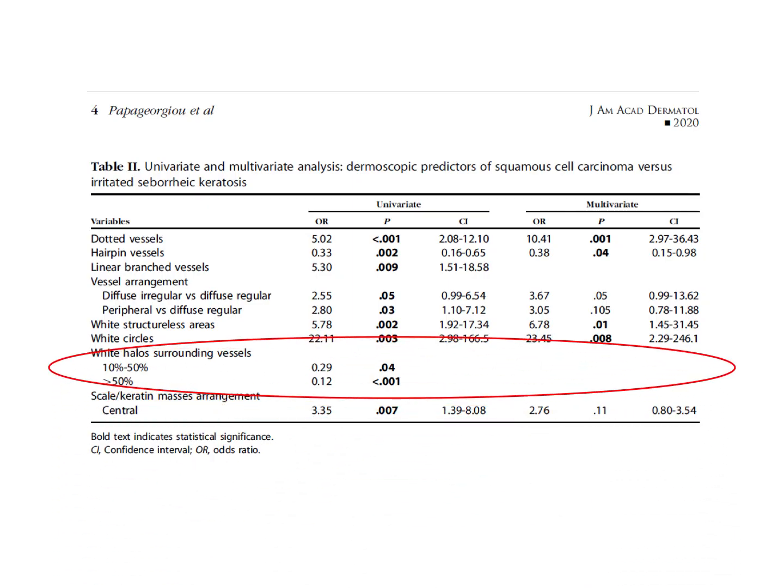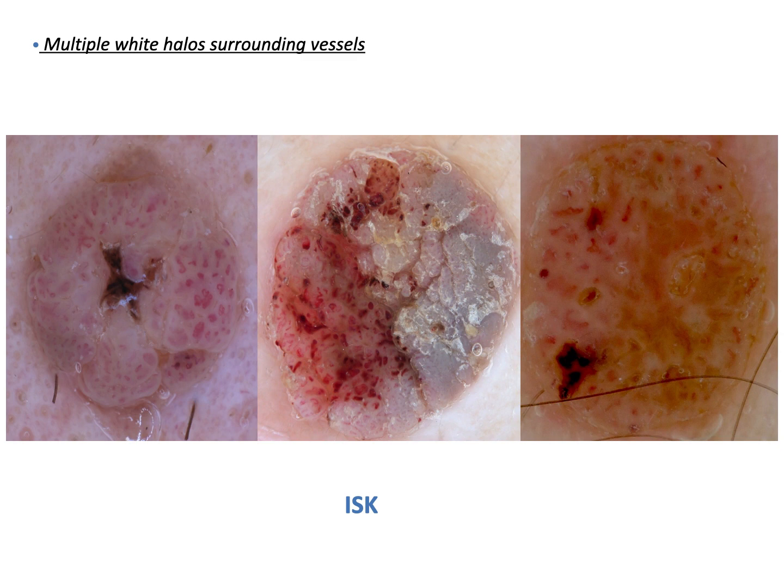Last but not least, one more finding in this paper is about white perivascular halos. We know that white halos are often seen in keratinizing tumors as a sign of keratinization. This is not something new. However, the quantification of this criterion might be helpful. This means that white halos surrounding vessels in more than 10% of the lesion are more common in irritated SEBKs, while in SCCs it is more frequent to be present in less than 10% of the lesion, as in this irritated SEBK in which white halos are seen almost in the whole lesion.